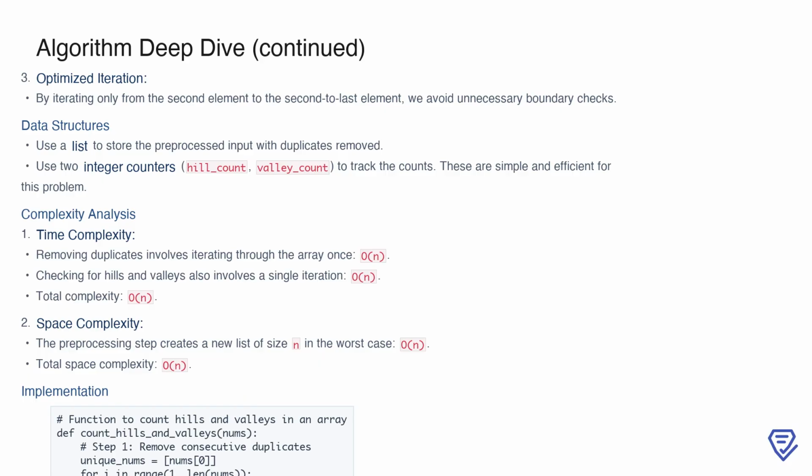For data structures, we use a list to store the preprocessed input with duplicates removed, and two integer counters, hill_count and valley_count, to track the counts efficiently. Analyzing the algorithm's complexity, we find that removing duplicates requires a single traversal of the array, which is O(n). Similarly, the iteration to detect hills and valleys is also O(n). Therefore, the overall time complexity is linear, O(n). In terms of space, the preprocessing creates a new list of size proportional to the input, resulting in a space complexity of O(n). This makes the solution both time and space efficient for the given problem.